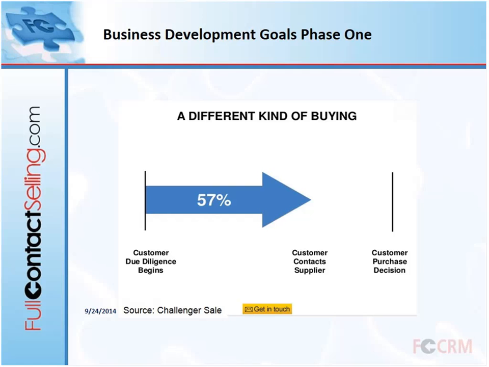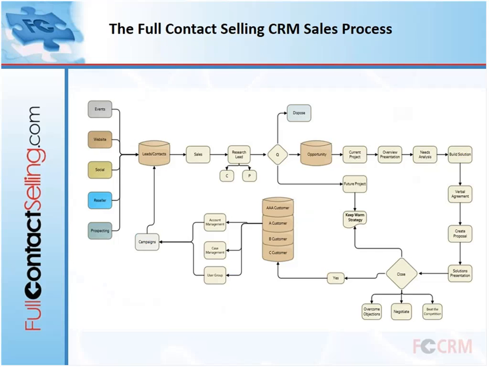So we have to create systems with technology to be able to engage with these people as early as we can in their due diligence cycle, in their research cycle, and then stay with them through that research cycle until they're ready to start their buying process. So this is kind of changing the way we sell, and it makes the need for technology even greater. So when we start to look at what I call my full contact selling model, CRM, we start to look at exactly what's going on in that model.